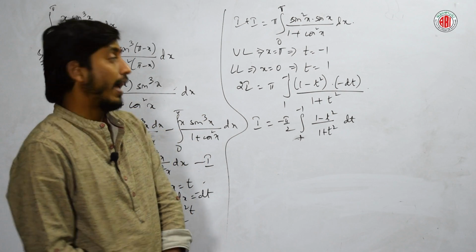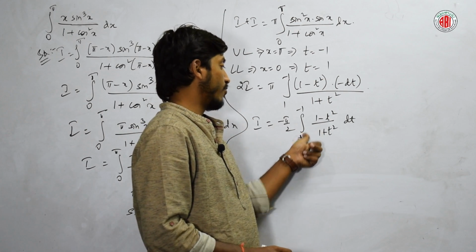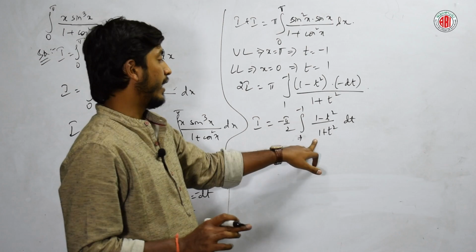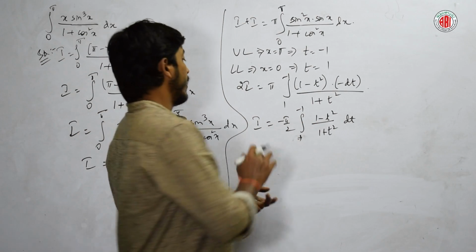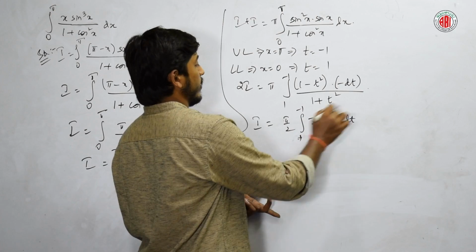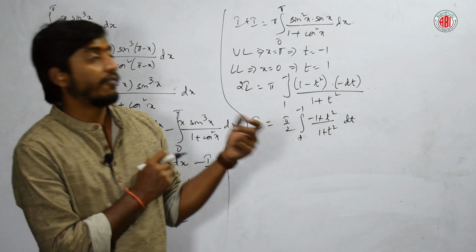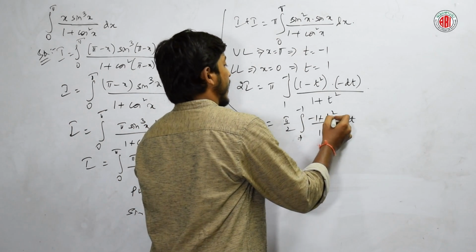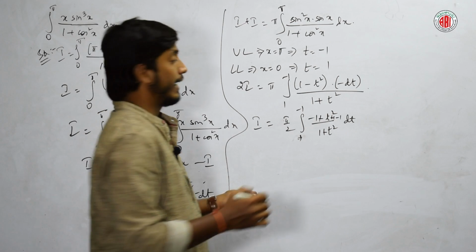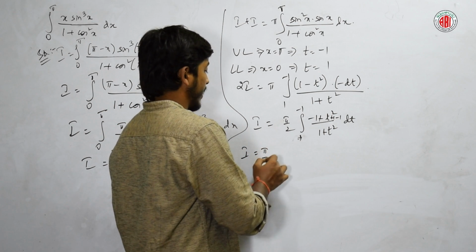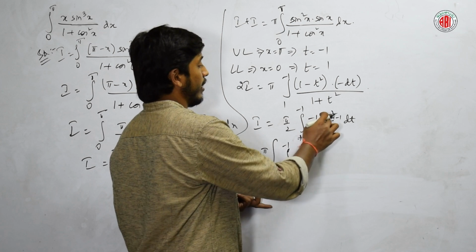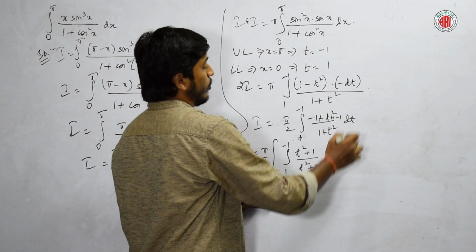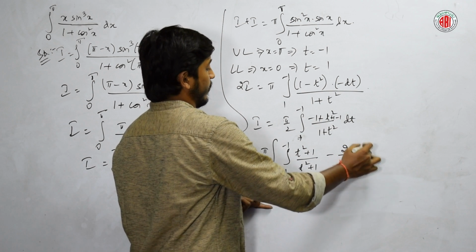Now I need 1 plus t square in the numerator also. So what should I do? It's so simple. See here, I need 1 plus t square here. First thing, let us multiply this minus into this. It will become t square minus 1. So if I want to get t square plus 1, I have to add and subtract 1. So what do I get? That will be I is equal to pi by 2 into integral 1 to minus 1 of (t square plus 1) by (t square plus 1) minus 2 by (1 plus t square) dt.